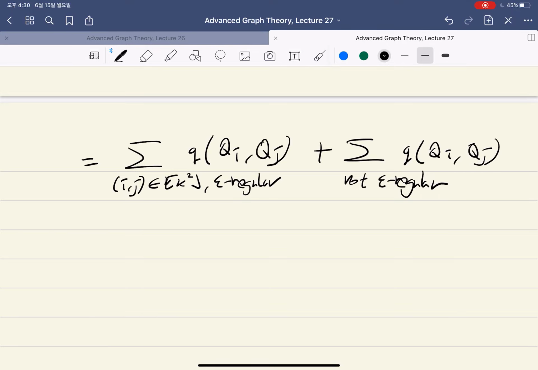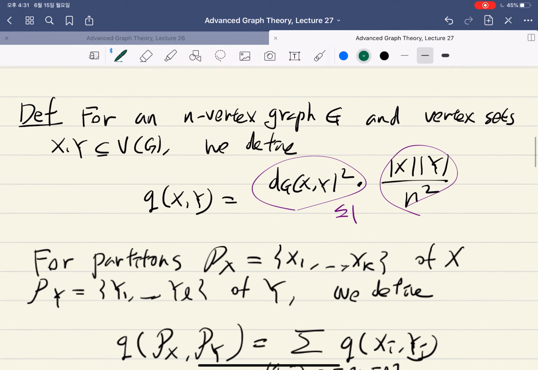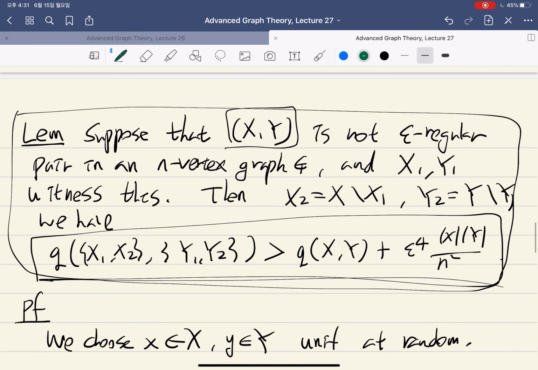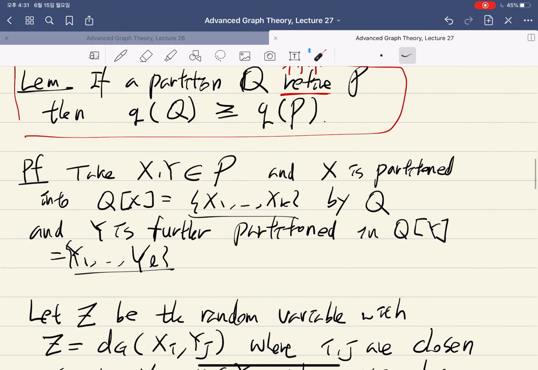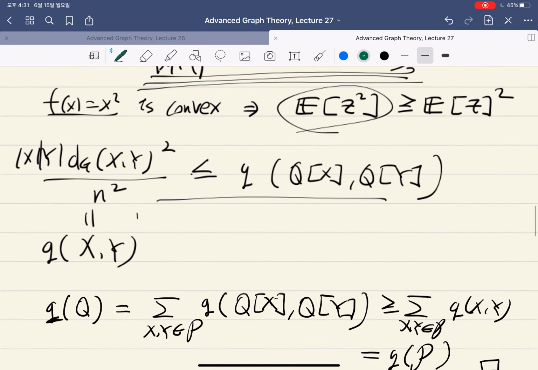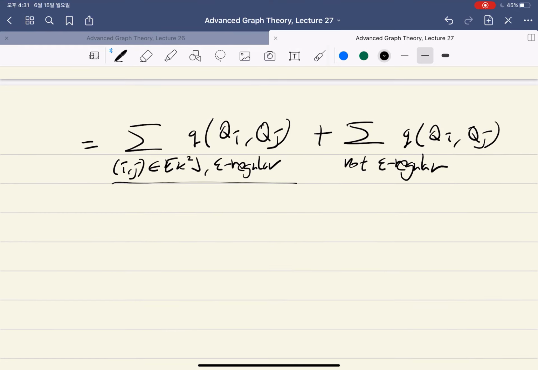But what do we know? Before we showed that, for a certain partition, no, not this. So once we take a refinement, the energy never goes down. So that will take care of the first term. So this is epsilon regular, and then it's further partitioned. That means we don't know how it will change, but we know that this is at least as before.